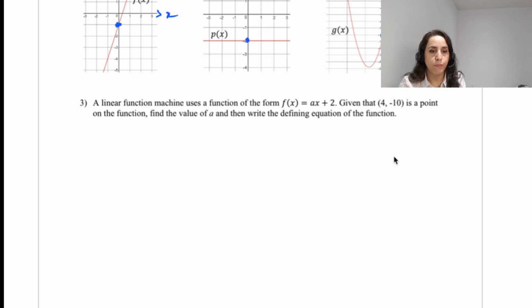A linear function machine has a function of the form f of x is ax plus 2. I know that's a linear. Given that (4, negative 10) is a point on the function, find the value of a and then write the defining equation of the function.